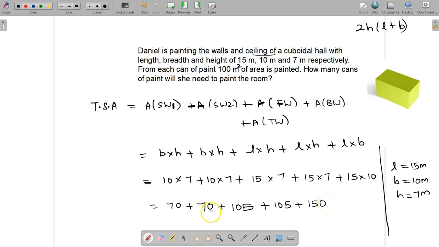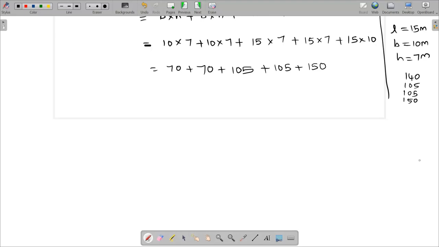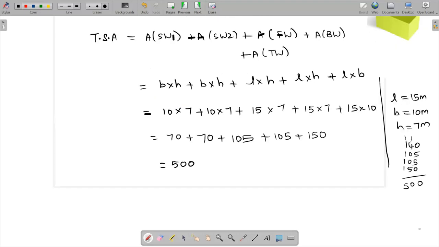So what are the values? 70 plus 70 is 140, because 7 plus 7 is 14, and then 105, again 105, and 150. Just add all these values. 5 plus 5 is 10, 1, 5 plus 4 plus 1 is 10, and then 5. So totally the value is 500. What about the measurement unit? Here everything is in meter, so meter into meter is meter square. So total surface area is 500 meter square.